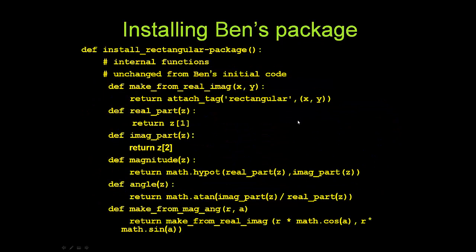Okay, let's take a look at how we will install Ben's package. So Ben's package, remember, is the one that deals with the rectangular coordinates, right? So it's actually, we call this function to install the package, install rectangular package, okay? Now, basically, it defines a whole bunch of these operations. These are what you saw earlier. So it is make from real imaginary, real part, imaginary part, and so forth, right?